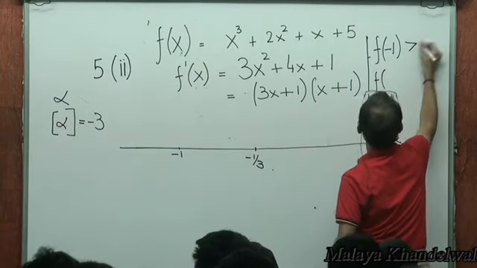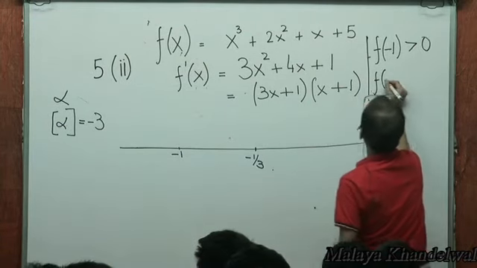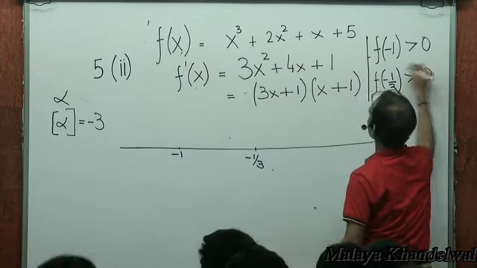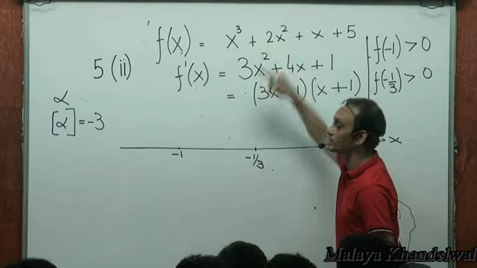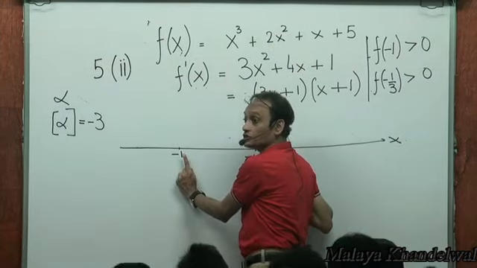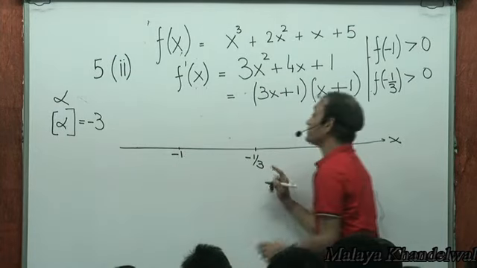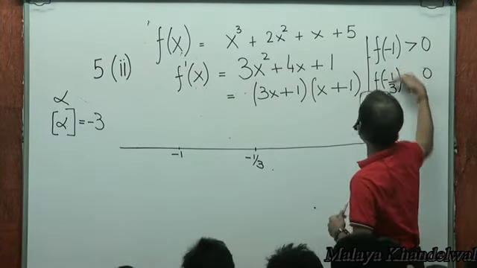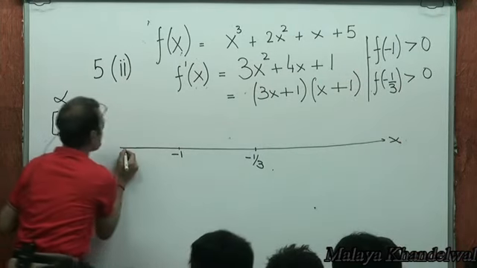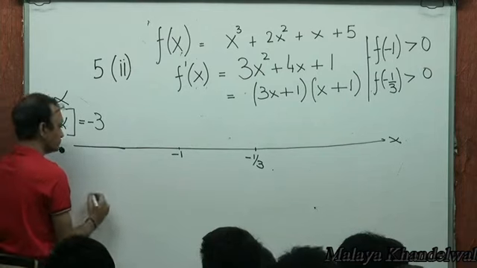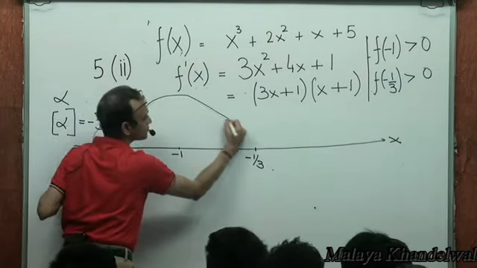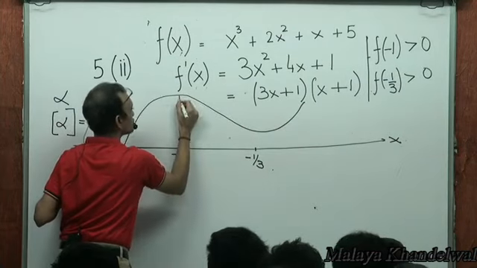f(-1) turns out to be positive, and f(-1/3), you can check for yourself, is also positive. Put x equal to -1 and -1/3, it'll turn out to be positive. That means these are two stationary points of the function, and the value of the function at these two stationary points is positive. Which means the graph comes from down below. It picks up like this, a local maximum, a local minimum, and then it goes this way.